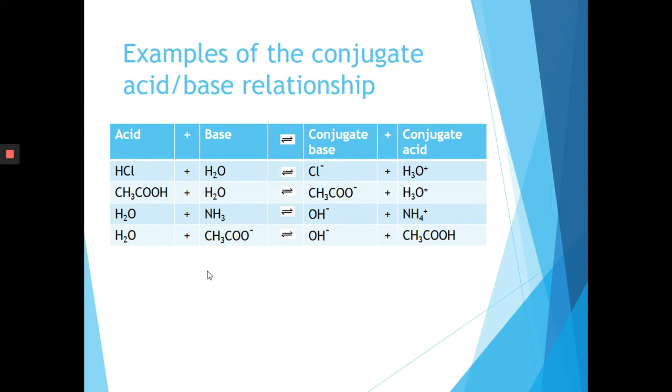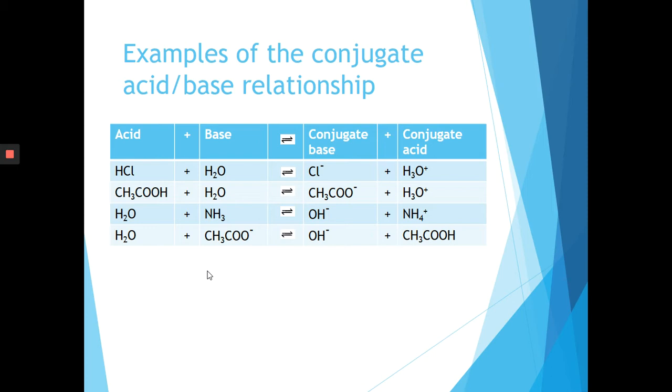If we look at ethanoic acid, our ethanoic acid is going to donate the proton, and it is going to form the conjugate base that is the ethanoate ion. In that case, water is again reacting as a base. It's going to accept the hydrogen ion, it's going to accept the proton, and the conjugate acid formed is the hydronium ion.